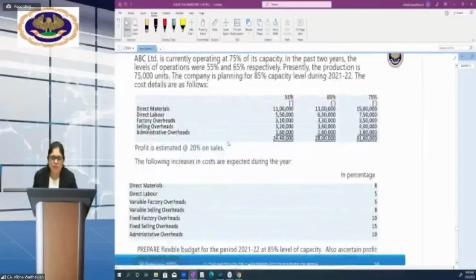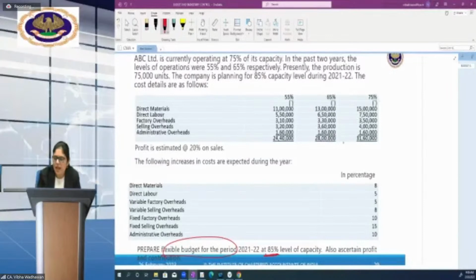All right. So we have this one illustration also. Here we have to make the flexible budget at 85% level of capacity, and we have to ascertain the profit and contribution also. Prepare flexible budget. So let us try to understand what is given. Currently, it's operating at 75%. In the past 2 years, see, budgets are always dependent upon the past performances. So the levels of operations in the past 2 years were 55% and 65%. And now it is currently operating at 75%.